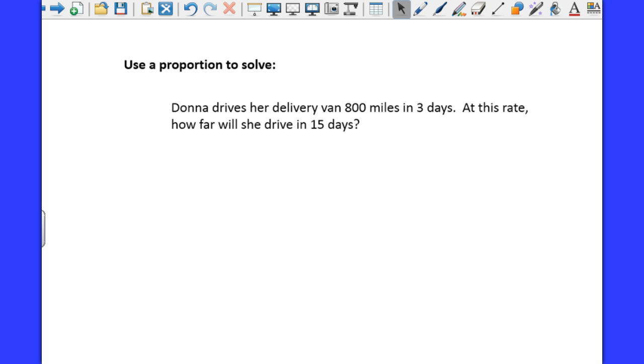Here we go. You should have this in front of you now. You picked it up in class or picked it up from my website. Hopefully it's there for your taking if you need it. Let's just jump into some examples of how to use proportions to solve equations.